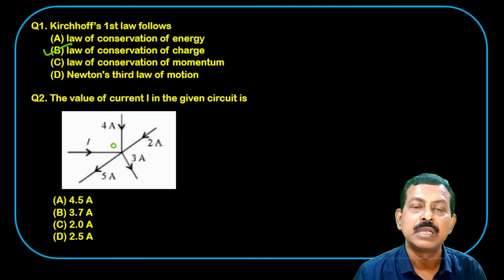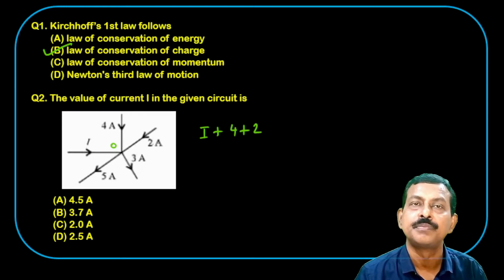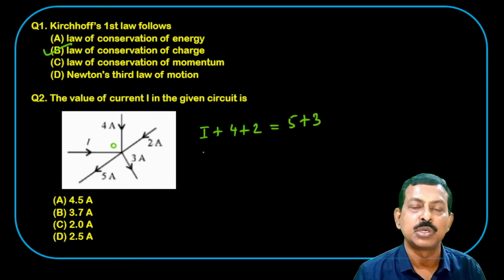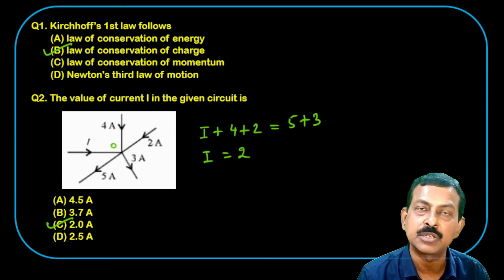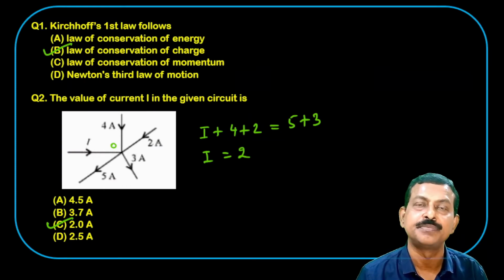So if I take incoming current as positive, it is I plus 4 plus 2. This is the sum of the incoming current. The outgoing current is 5 plus 3. So here I will be equal to, this is your 8 and this is your 6, so it is 2. That means the first one is wrong, second wrong, third one is the correct one. So this is the correct option for this particular question.